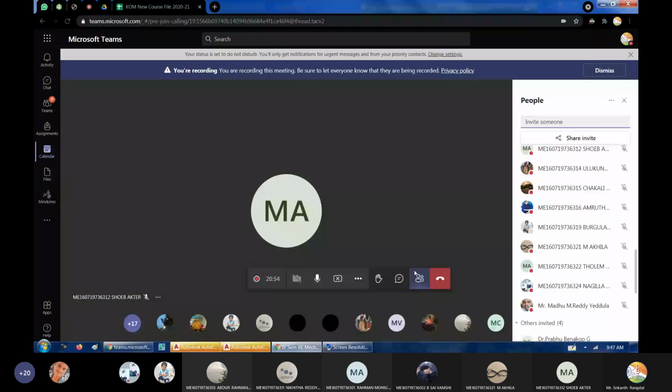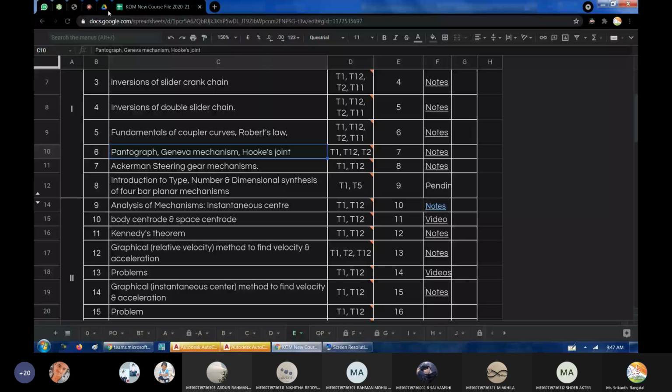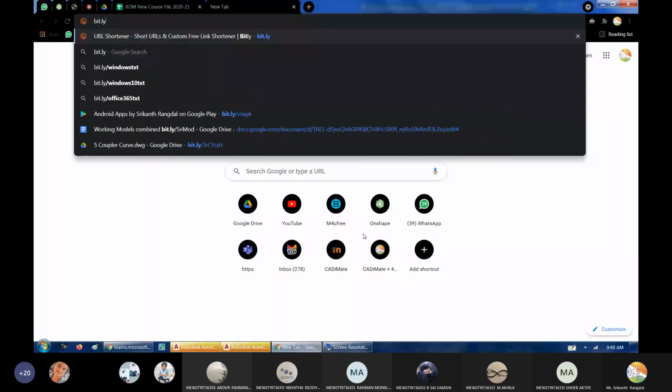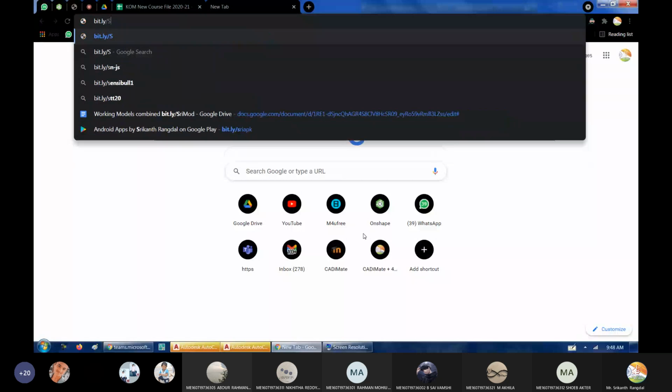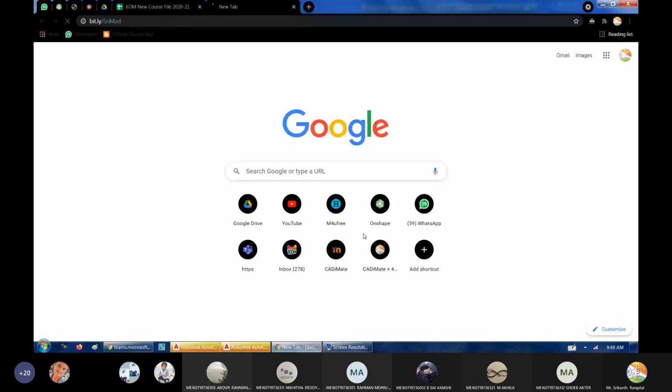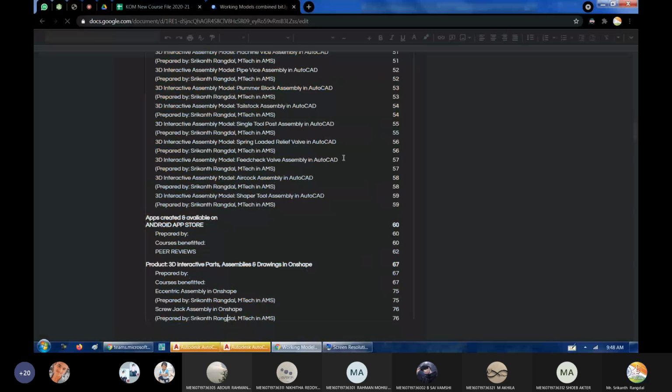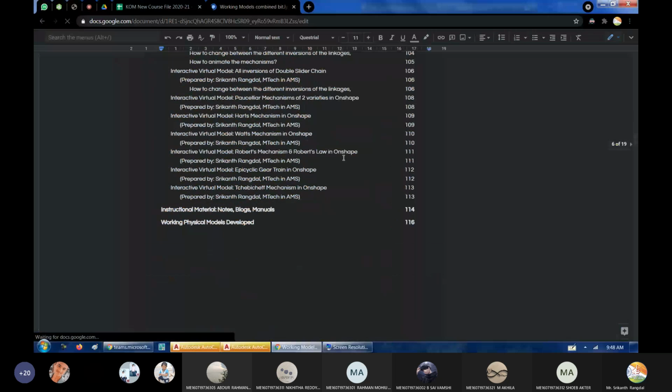And these mechanisms, mind you, will be included in the official list of 3D models. Let me show you how many 3D models we have already made. This is a Google Docs file around 130 to 140 pages long, and it contains all the models that we have made till now. Many of these models have been made by your seniors. You too can participate in this.